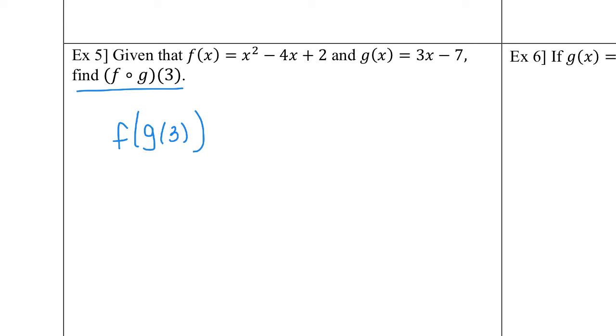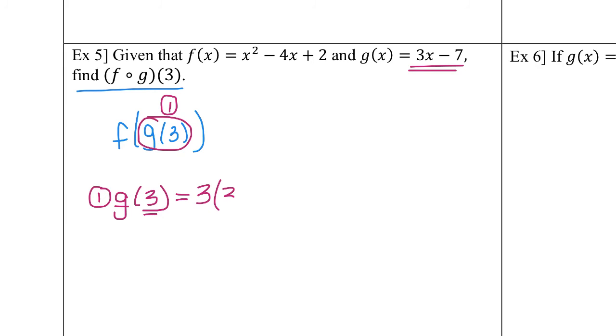So instead of trying to do this with just the functions, what if I just figure out what this inside part is first? So that's the first thing I want to do. Figure out what g of 3 is, and then we can work from there. So g of 3 means you're going to replace a 3 where x is in the function g. So g is 3x minus 7, so I want 3 times x, which is now a 3, minus 7. 3 times 3 makes 9, and 9 minus 7 makes 2.